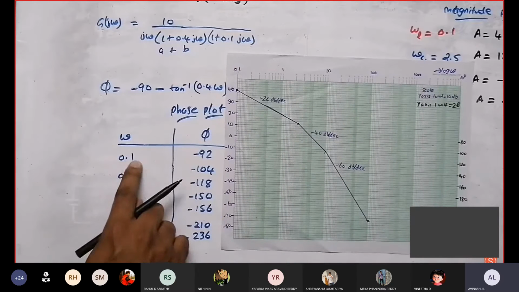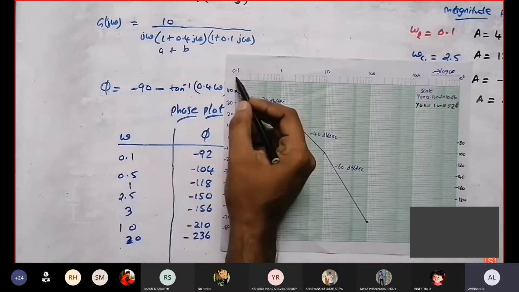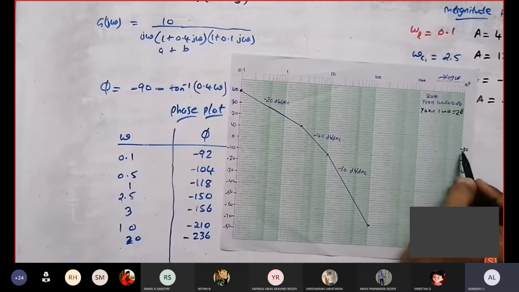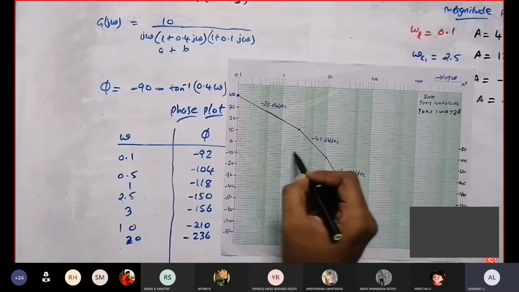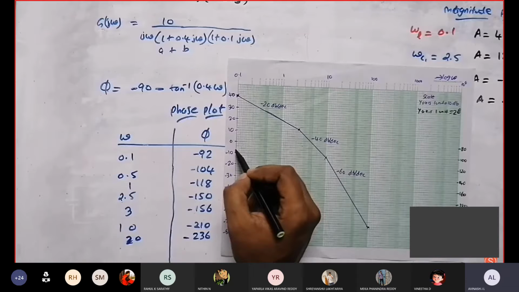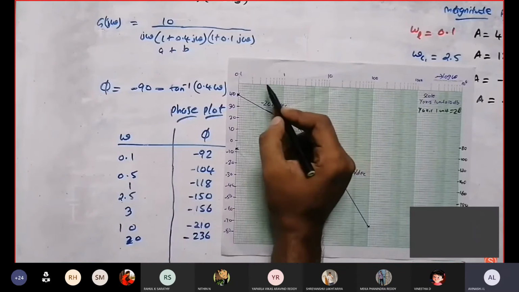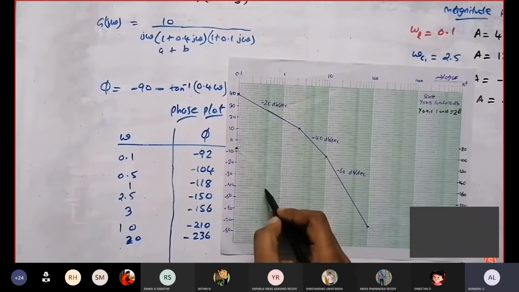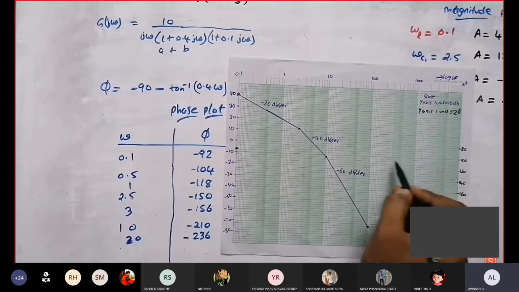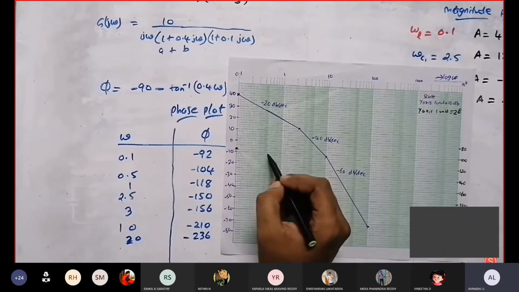Now at omega equal to 0.1, my angle is minus 92. So this is 80 and this is 100. In between that, it is 92. So this is 90, and 92 will be approximately here. Now omega equal to 0.5, it is minus 104. 0.5 is here: 0.1, 0.2, 0.3, 0.4, 0.5. So at 0.5, my angle is 104, approximately here.